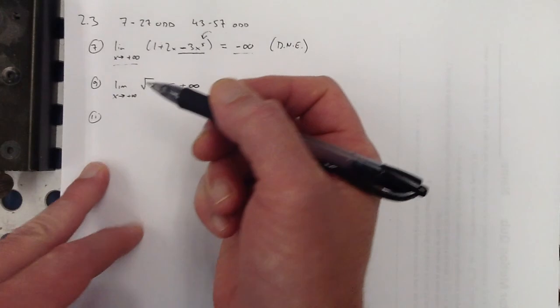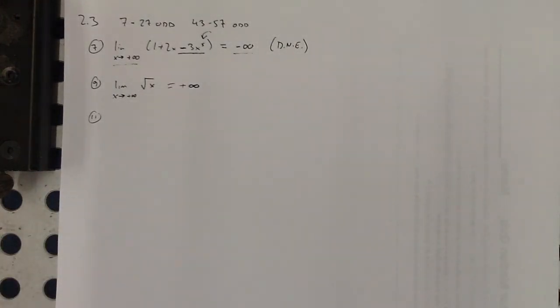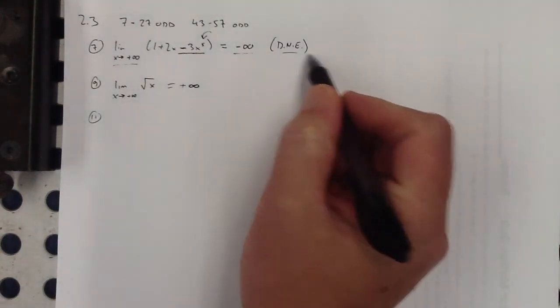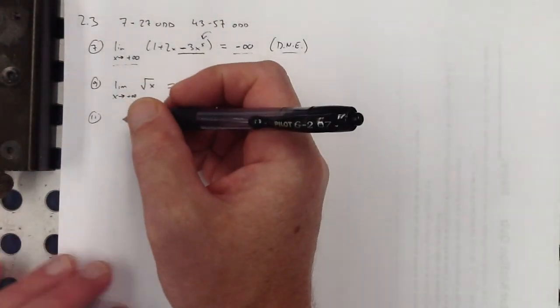Number 11. Oh, let's check what the book says. I'm looking at the wrong thing here. Let's see. 7. Yeah, they're doing the negative and positive infinity thing, instead of just saying does not exist. So we'll do that too.